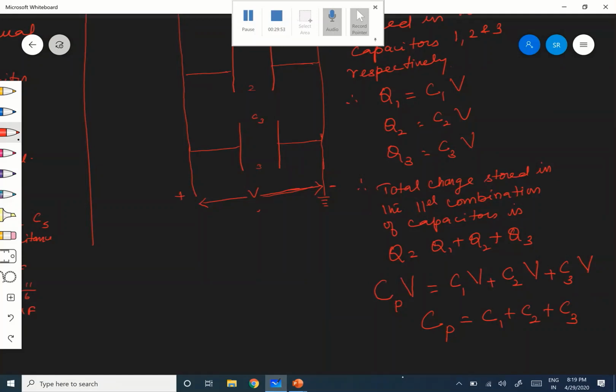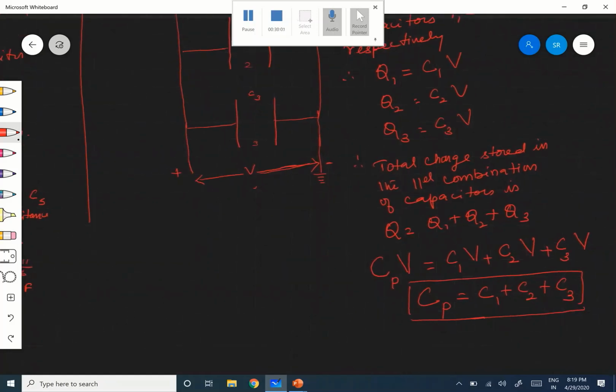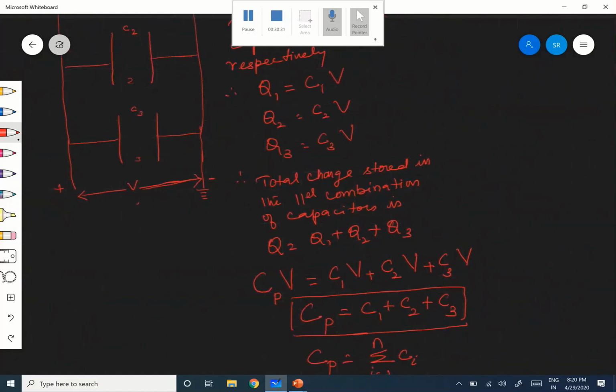Therefore, this is the result. The equivalent capacitance of a parallel combination of three capacitors is given by Cp equals the sum of the individual capacitances. If there are n capacitors having capacitances C1, C2, C3, up to Cn, then Cp is equal to the sum of Ci from i equals 1 to n.